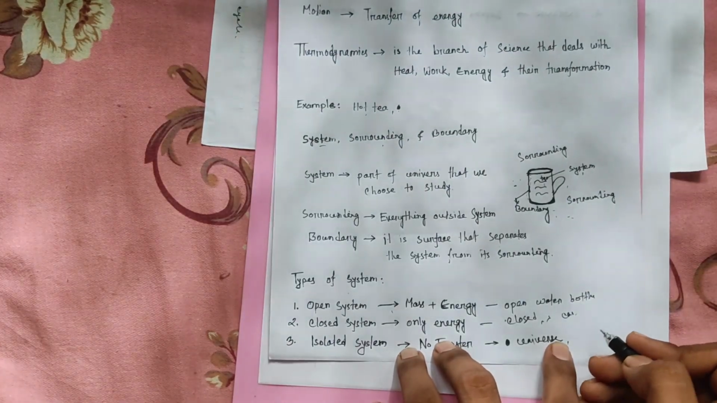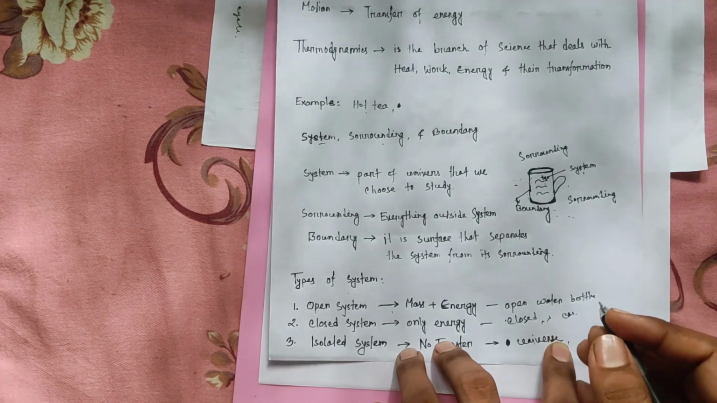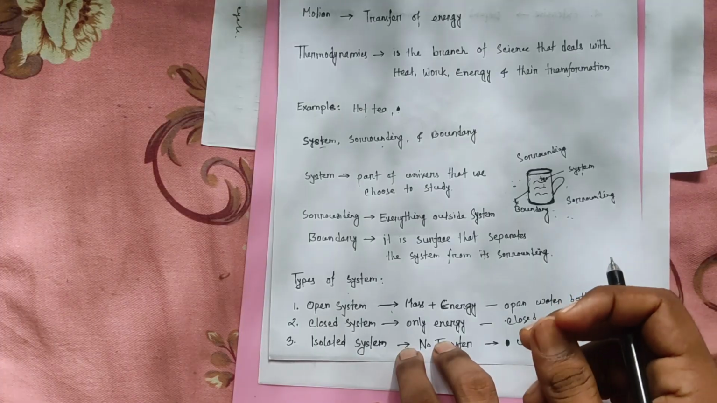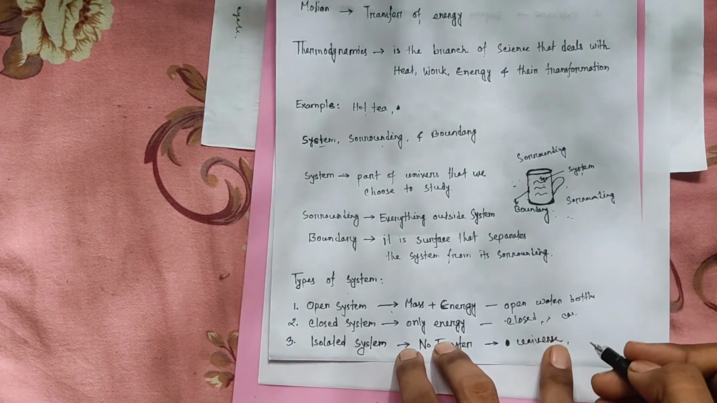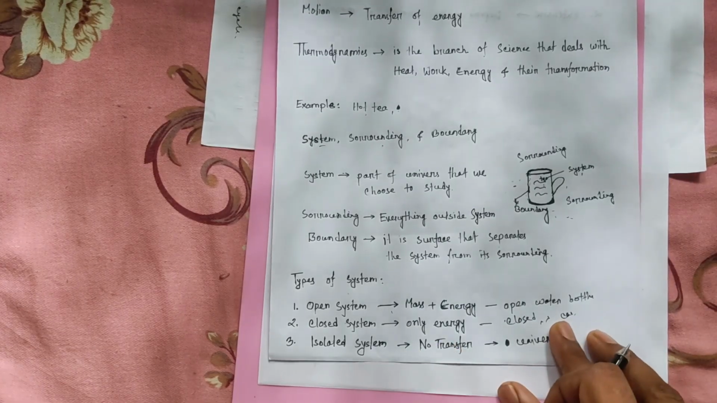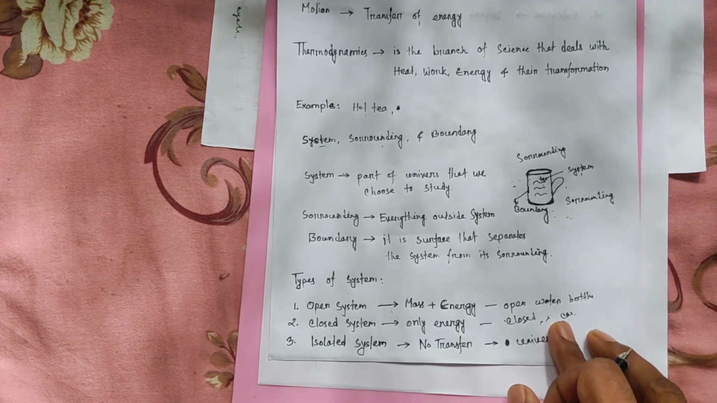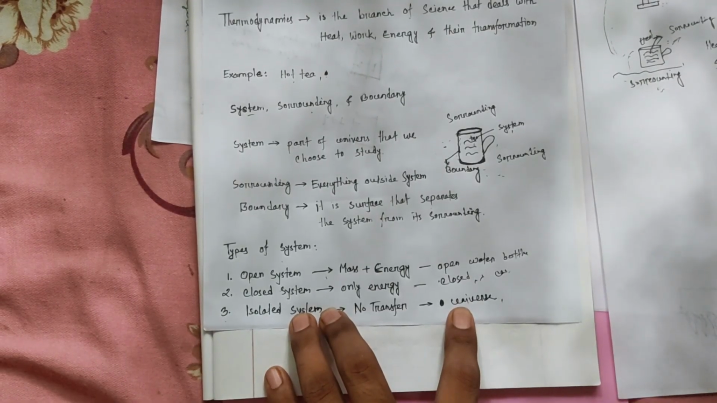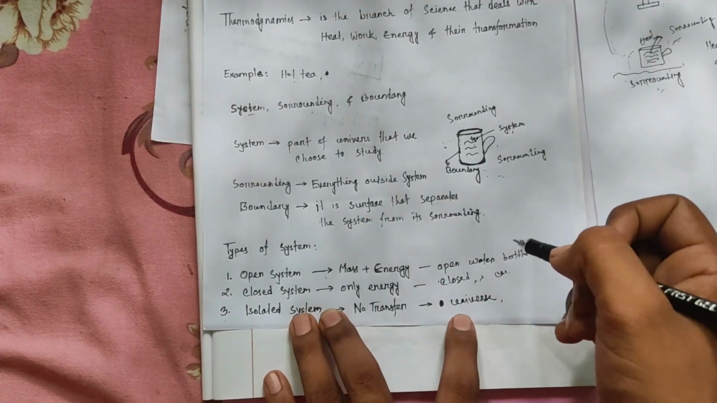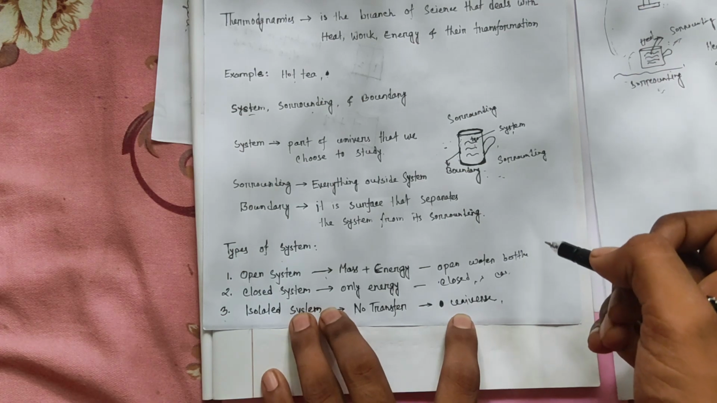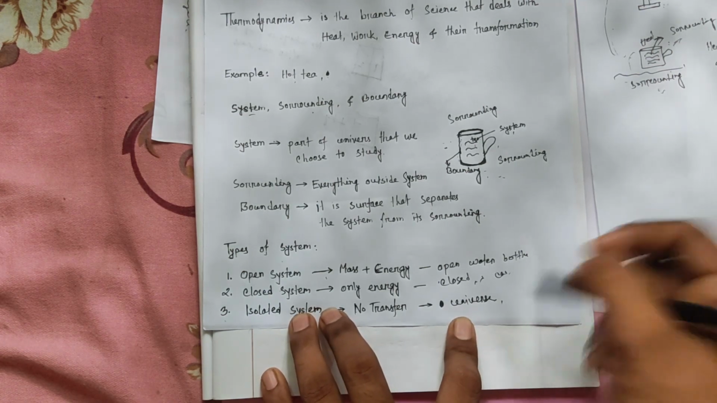Though a thermoflask is not a perfect isolated system in real life. Suppose we keep hot water in the thermoflask. After some time, it becomes cooler. This means a small amount of heat is transferred to the surrounding. So, thermoflask is only an approximate example of an isolated system. Then, the standard example is the universe. The universe is considered as an isolated system because it does not exchange mass or energy with anything outside the universe.